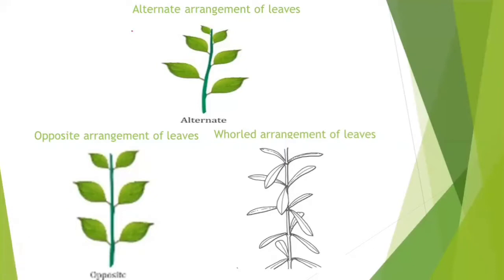Now the alternate arrangement of the leaves means this one. You can see that over here is the stem. One leaf is there from the right side and then one is from the left side. Again from right, again from left, again from right, again from left. They are going alternate. First from the bottom, one is from right, then a little bit up from left. Then a little bit up, one is from right. Like this, they are in an alternate arrangement.